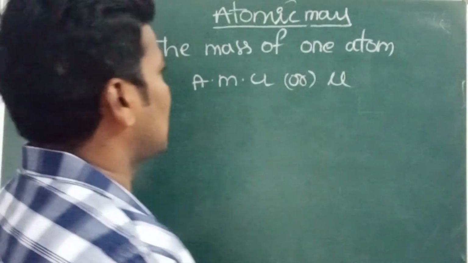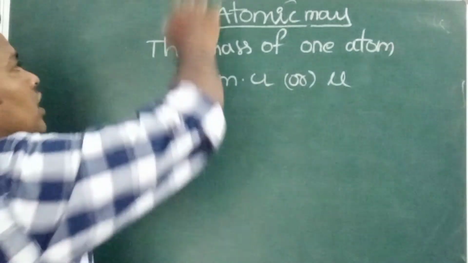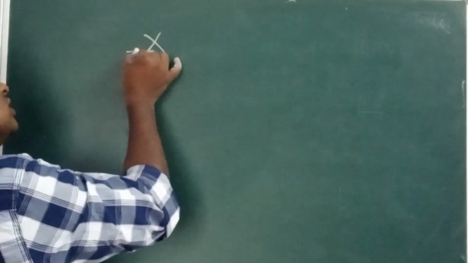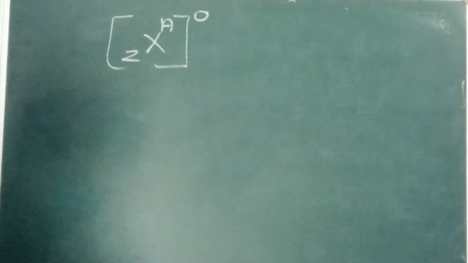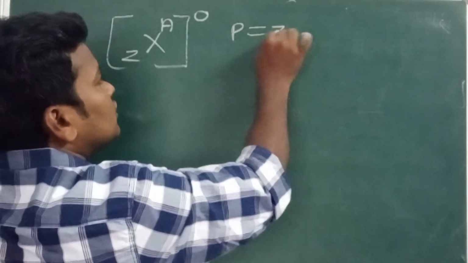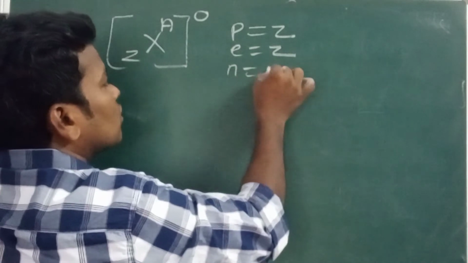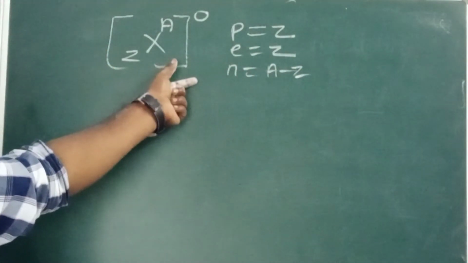So, calculation of the atomic mass. How will we calculate the atomic mass? I am taking one neutral atom, X with atomic number Z and mass number A. It doesn't have any charge, so it is a neutral atom. The proton number is equal to Z, the electron number is equal to Z, and the neutron number is equal to A minus Z. Like this we calculate it in case of a neutral atom.